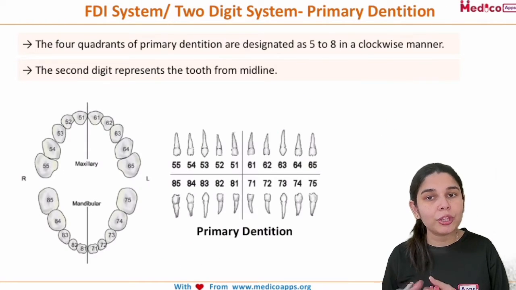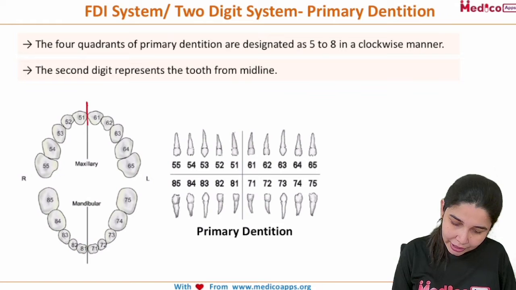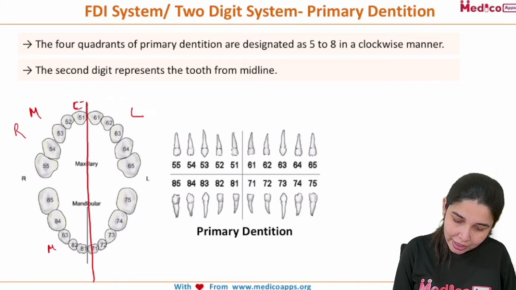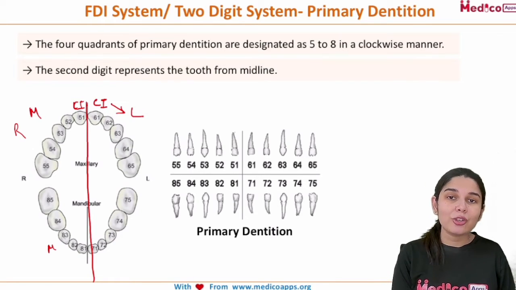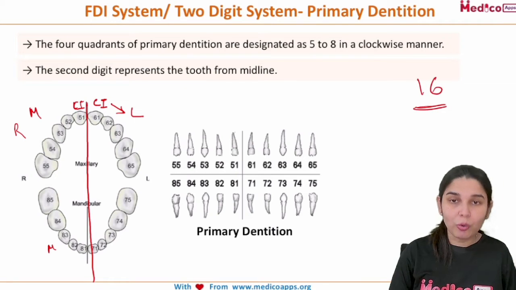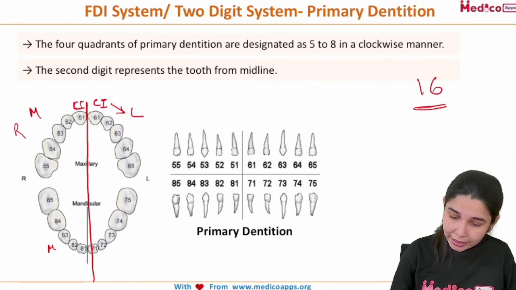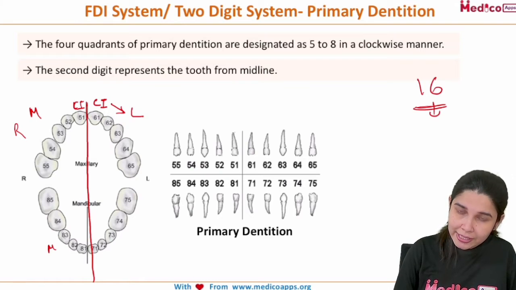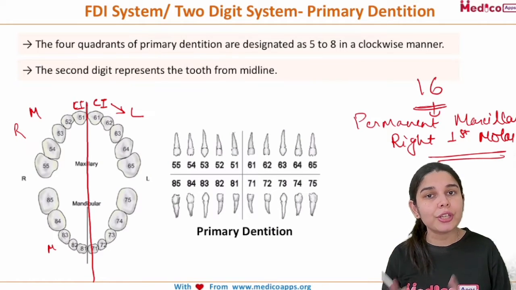And similarly, if you move to the primary dentition or the deciduous dentition, we have designated the oral cavity into two parts. This is maxillary, this is mandibular, this is right, this is left, this is central incisor, this is central incisor for the left side, for the maxillary left side. Now, if I ask you a question that what do you understand by 1/6, what will be your answer and how will you answer it? So the answer will be that this particular tooth number 1/6 means that it is permanent maxillary right first molar.